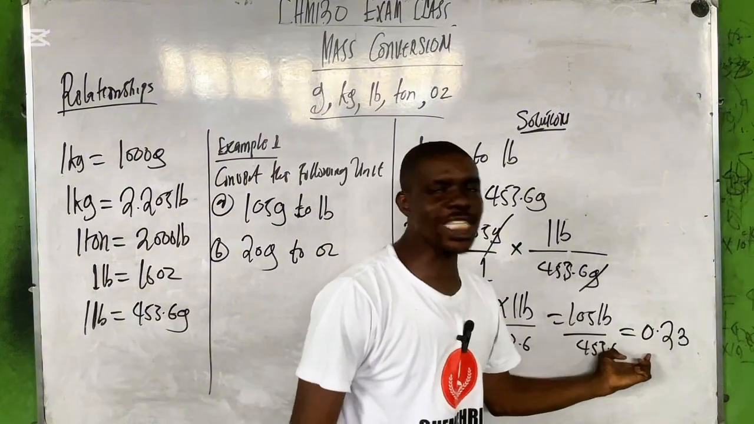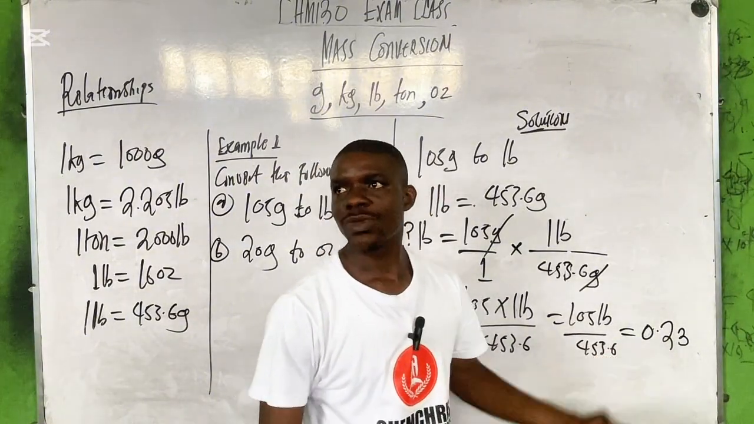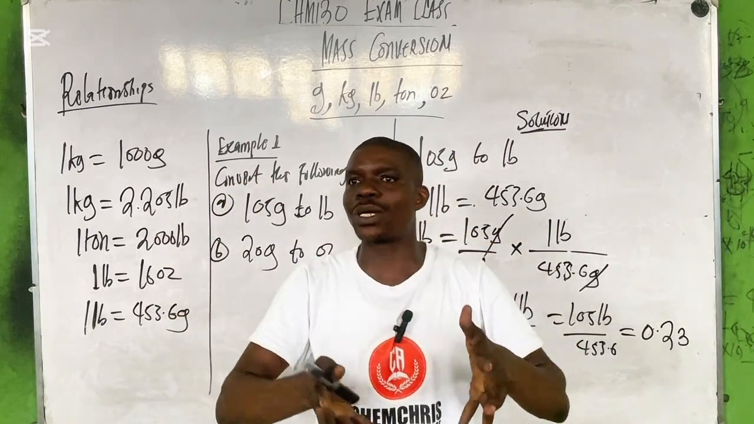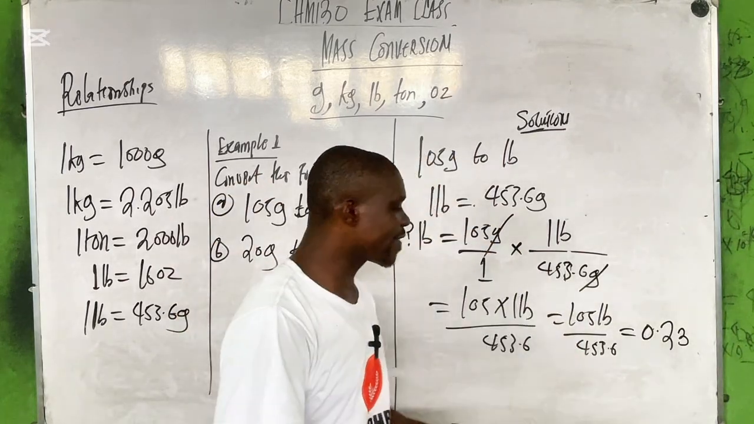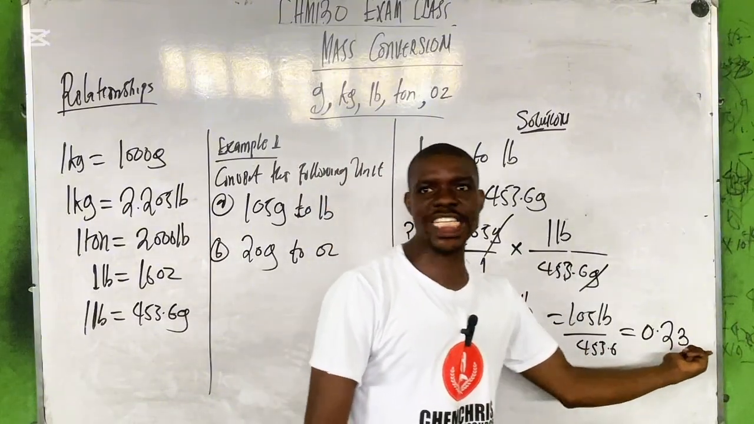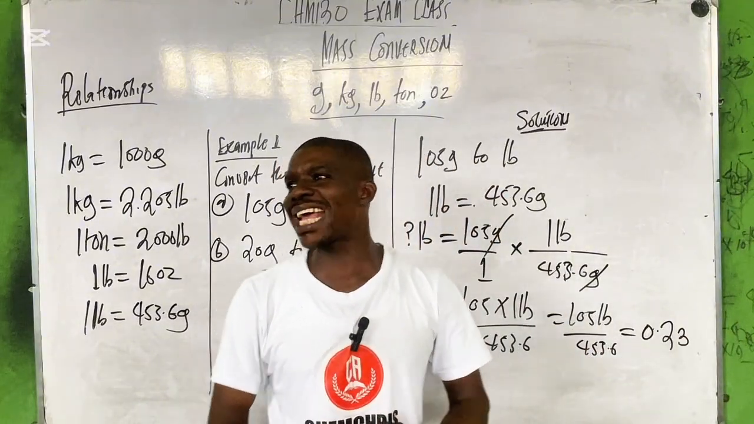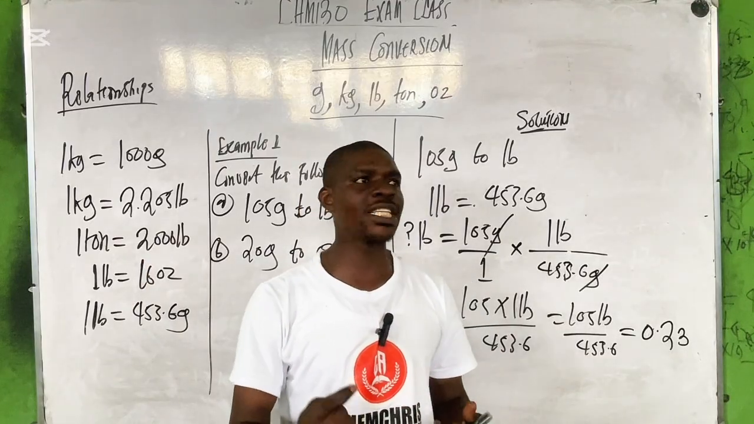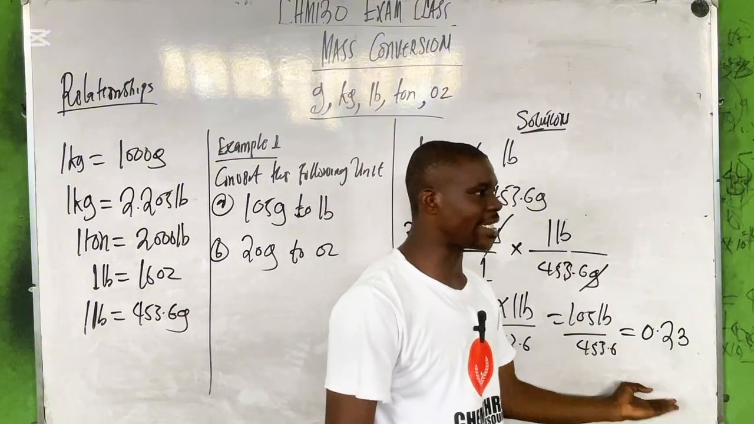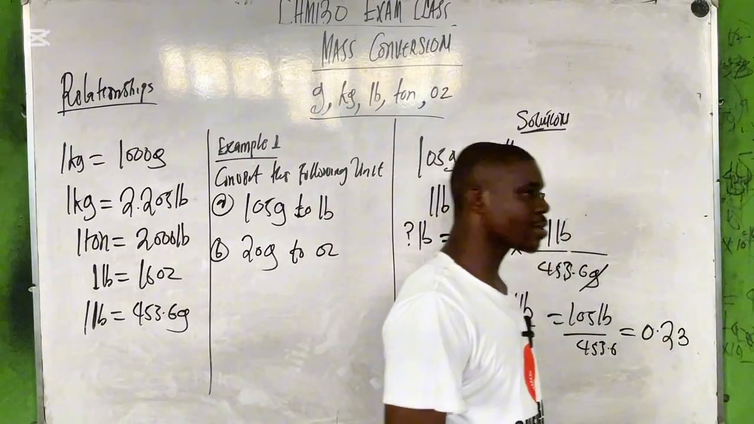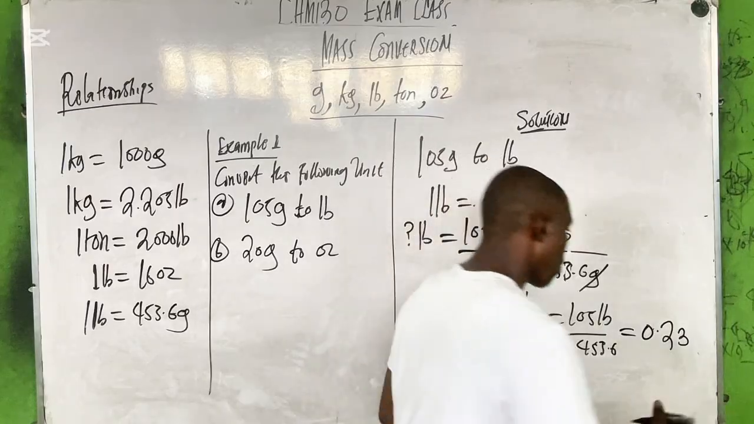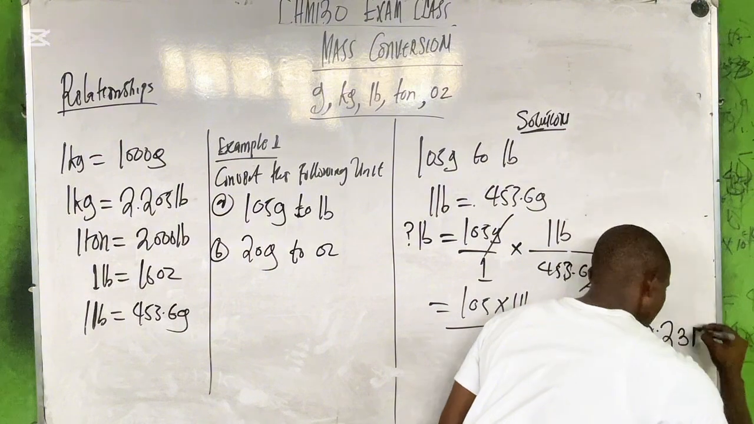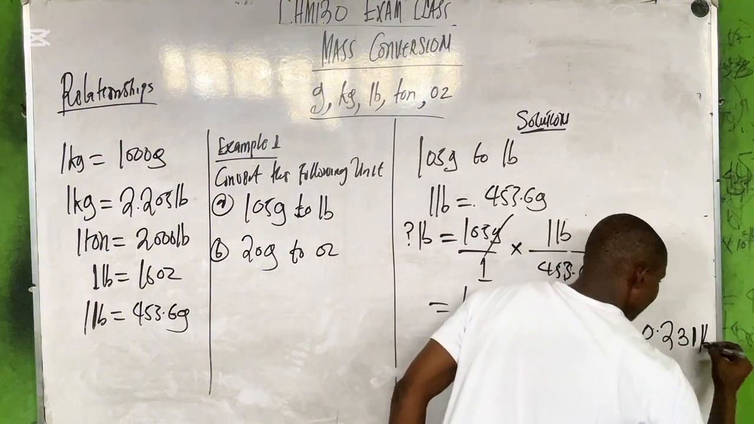So, you express the answer to 3 significant figures. Now, if you have 2 different numbers, you're going to look at the lowest significant figure. My lowest significant figure here is 3, right? Express the answer to 3 significant figures, except it's stated otherwise in the question. But here it's not stated. So 0.231, right? Good. Pounds. Is it clear?